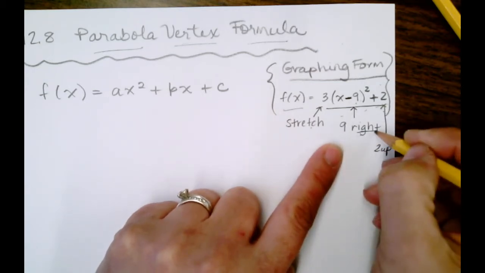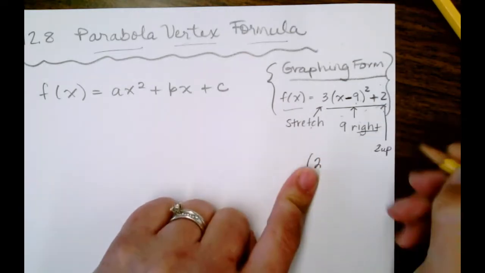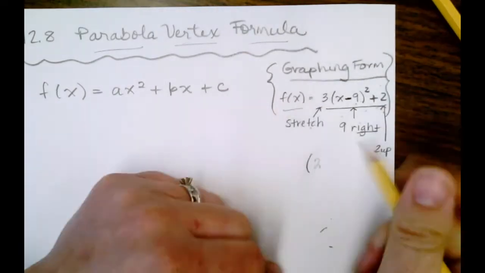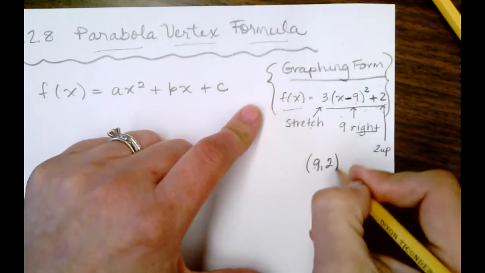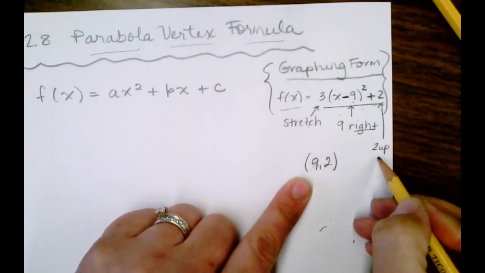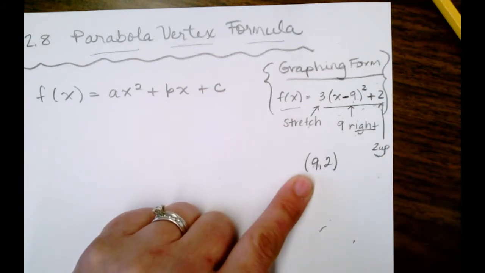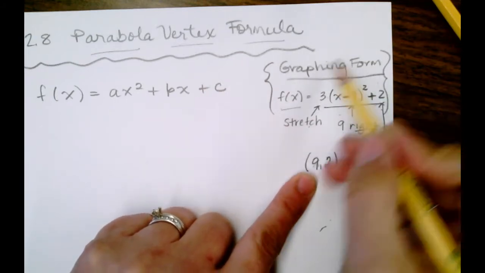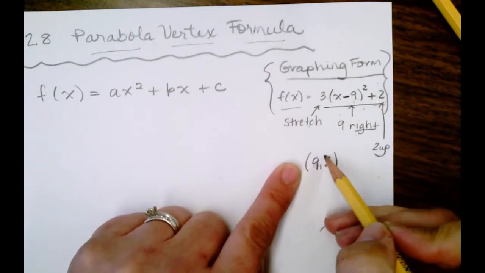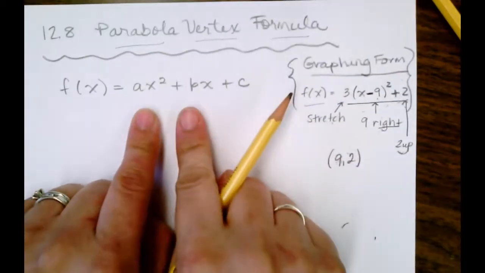And so the vertex for this would be at (9, 2). Because this would make me go right 9 with my vertex, and then up 2 with my vertex, and that's where my parabola would start. So this is what our goal is, to get this form.